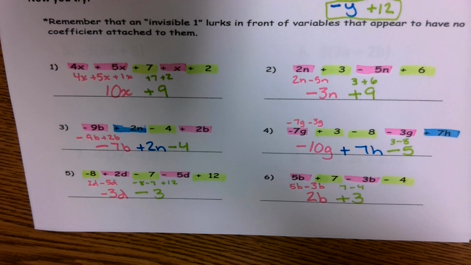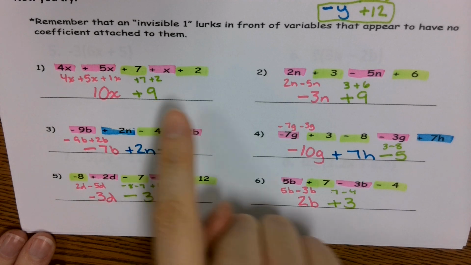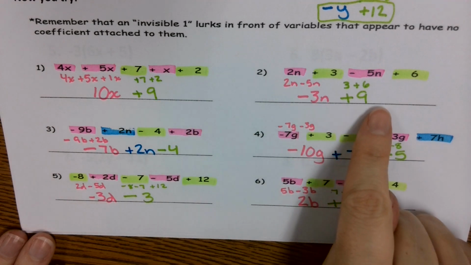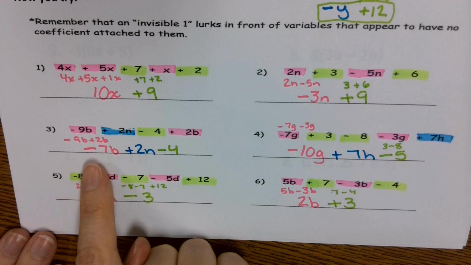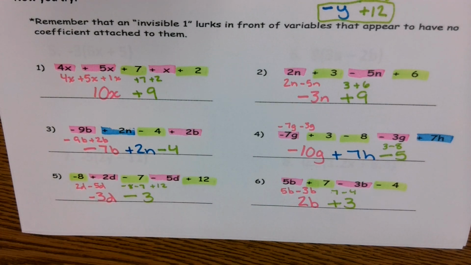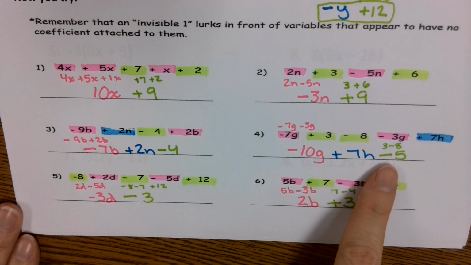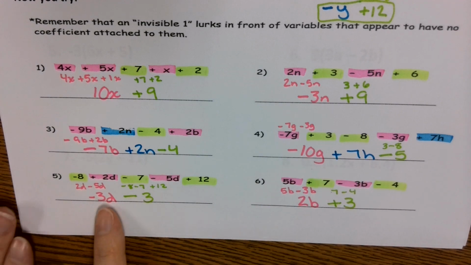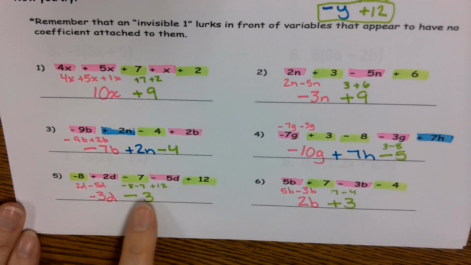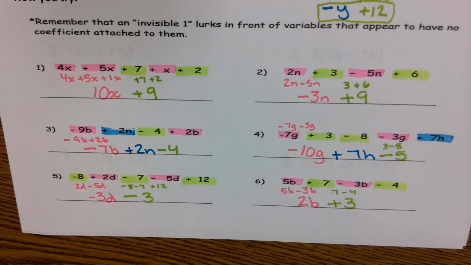Okay, taking a look here for problem number 1, you should have gotten 10x plus 9. For number 2, you should have gotten negative 3n plus 9. For number 3, you should have gotten negative 7b plus 2n minus 4. For problem 4, it's negative 10g plus 7h minus 5. For number 5, you have negative 3d minus 3. And then for problem 6, 2b plus 3. Okay, I'm going to leave these up here, but let me quickly show you what it is that you're going to be doing for your assignment.